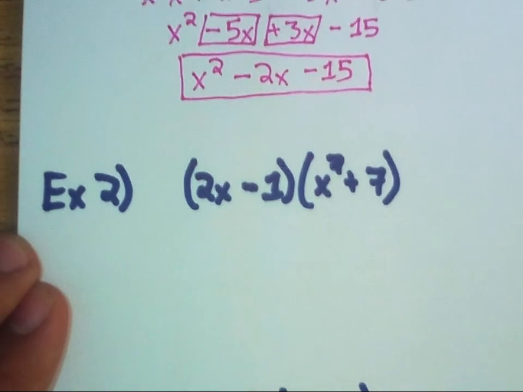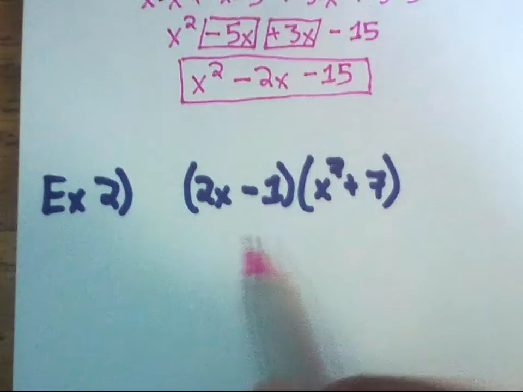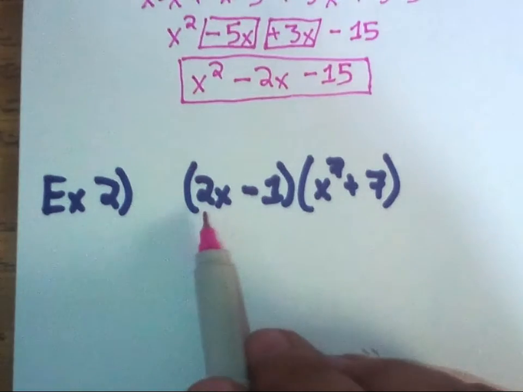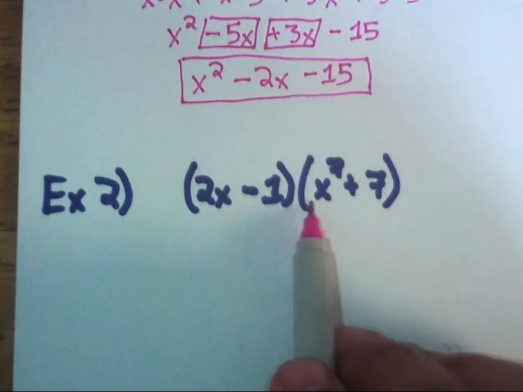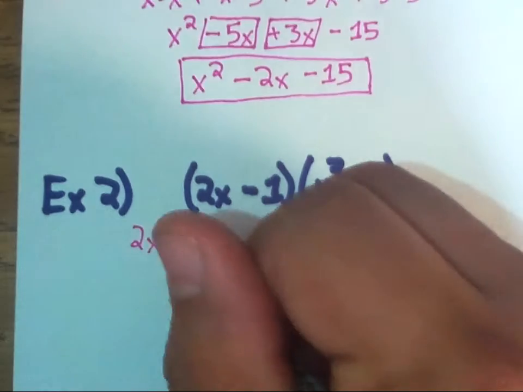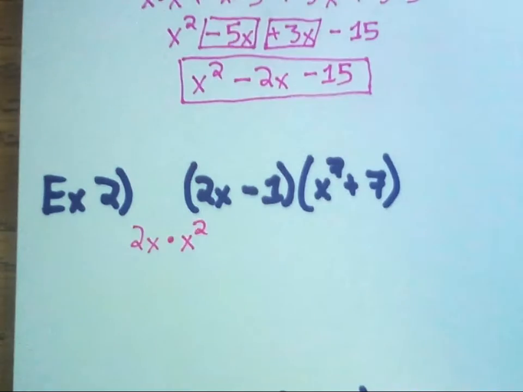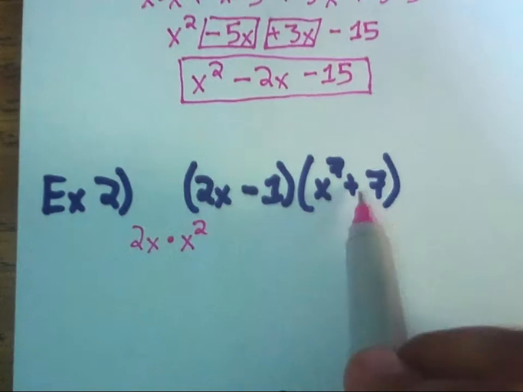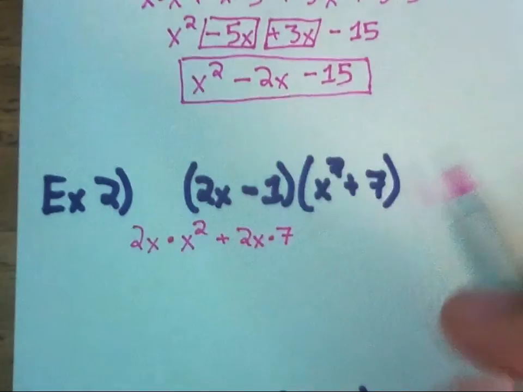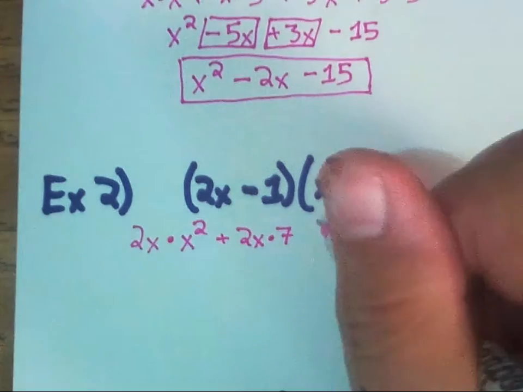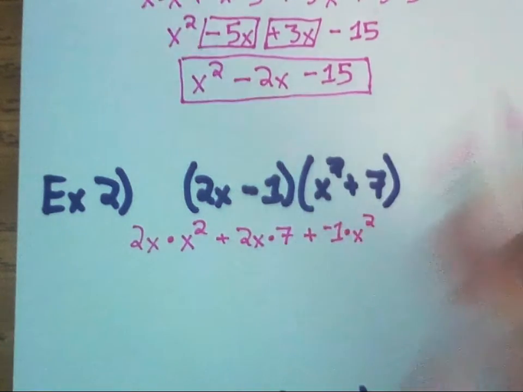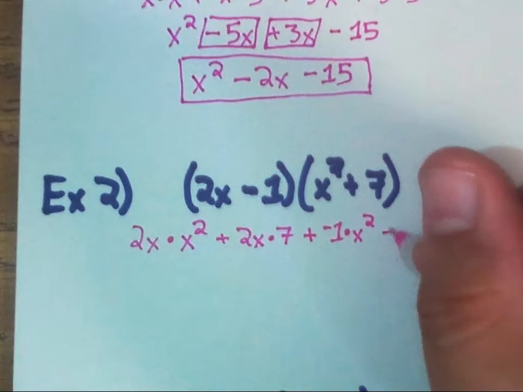Okay, so here we have 2x minus 1 times x squared plus 7. Again, first I'm going to start with the first terms in the binomials, so this would be 2x times x squared. Then I'm going to do the outside, 2x times 7. Then the inside, negative 1 times x squared. And then last, negative 1 times 7.